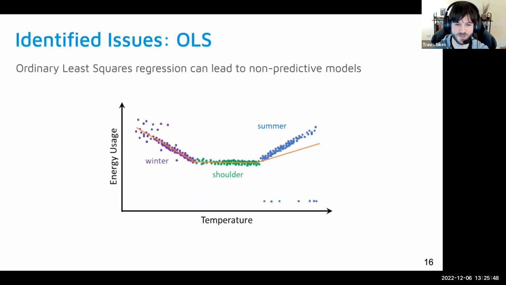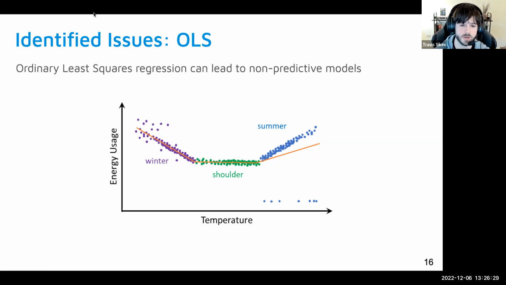So now I'm going to switch into talking about where we're currently at as far as ideas, as well as show some preliminary work. What I didn't get to last time, but was in the slideshow, was ordinary least squares. You might remember from last time I was showing these pseudo plots, where on the y-axis I'm showing energy usage and on the x-axis temperature. Now here I'm showing winter as the purple dots, shoulder months, as in fall and spring, combined together into the green dots, and summer as blue.